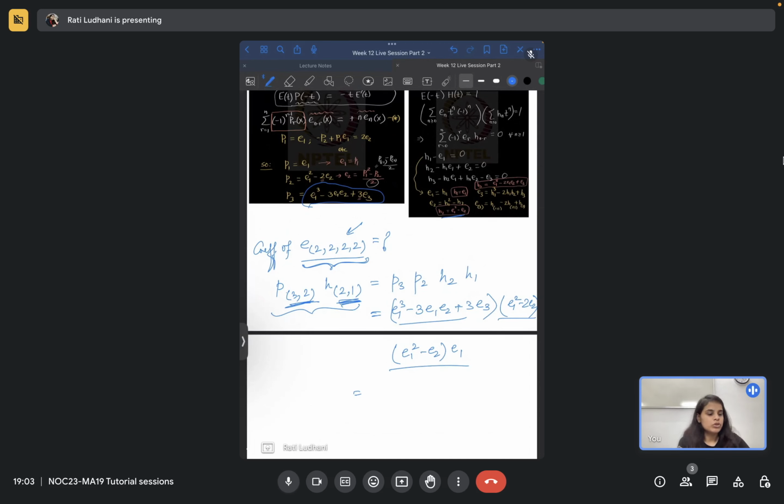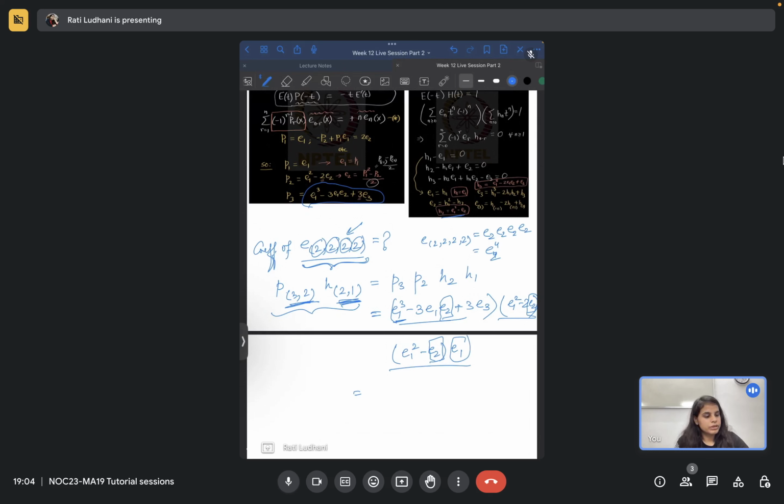Now, if we want E2222, so what do we want? This is E2, E2, E2, E2. So we want E2 raised to power 4. Let's see, will we get it? So E1 cube, we are not concerned about. Here there is E2. There is E2. But is there any E2 here?